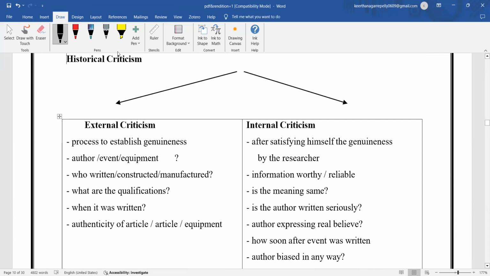Now, historical criticism is of 2 different types: external criticism and internal criticism. External criticism describes or explains who is the author, event, and equipment. And internal criticism talks about whether the information is worthy or reliable.